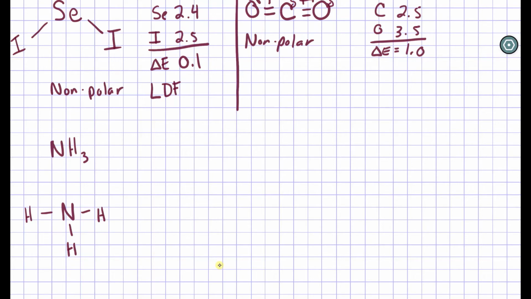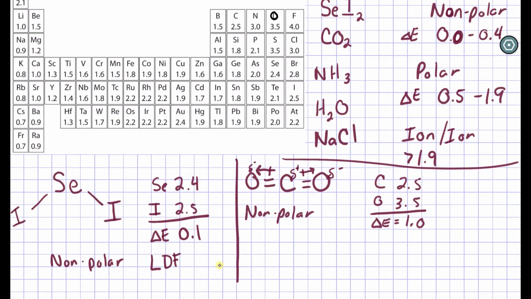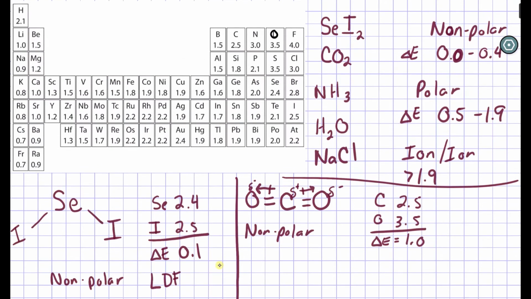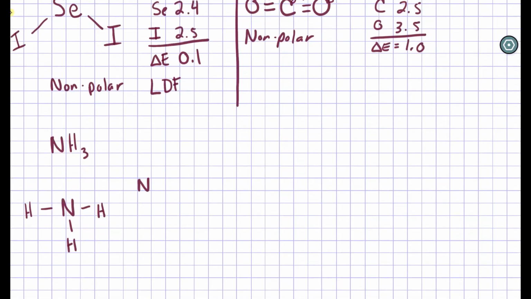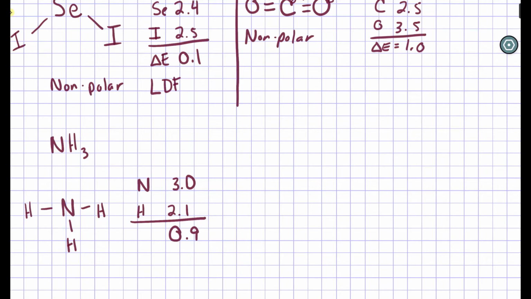Now with that being said, I'm going to check my electronegativity for my nitrogen. And so when I come up here, I see that it's 3.0. I'm going to look at my hydrogen just while I'm here. My hydrogen's 2.1. So 2.1 and 3.0. When I look at that difference, I'm going to have a difference of 0.9. So once again, this is going to be a polar bond. But that's not the end of the story.